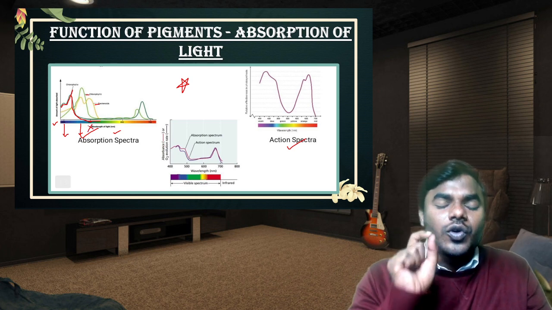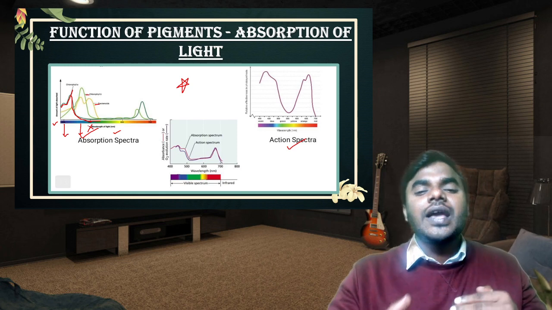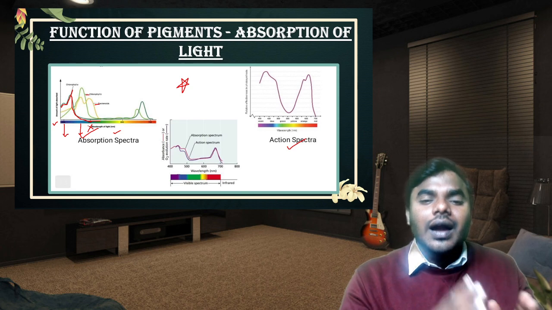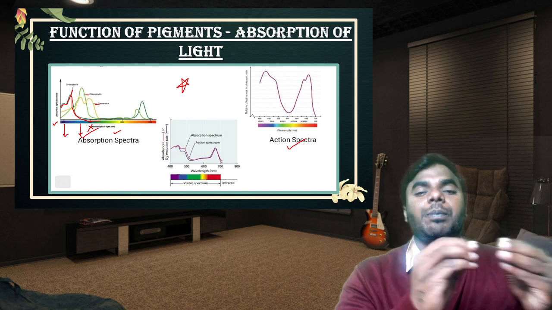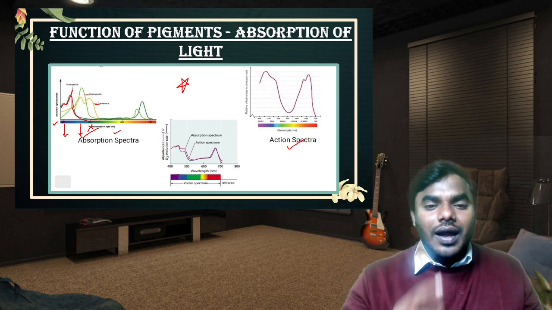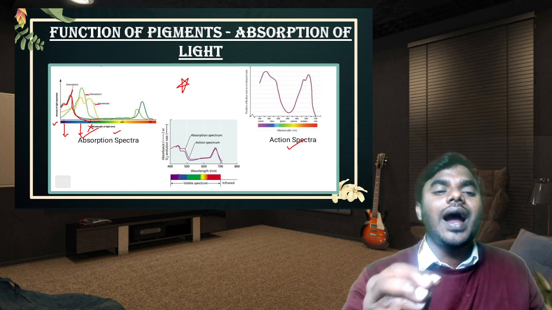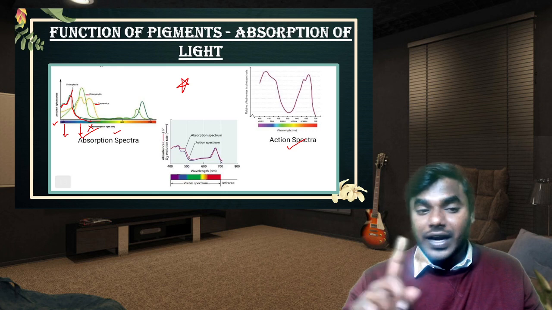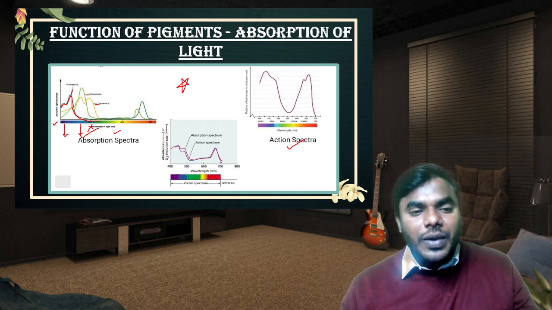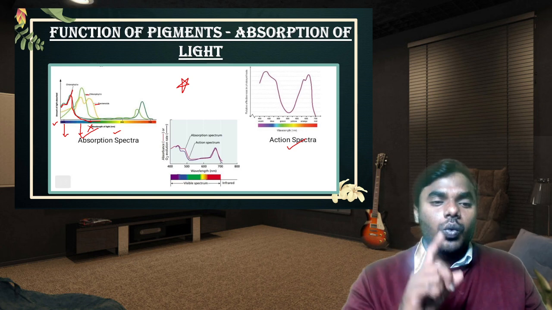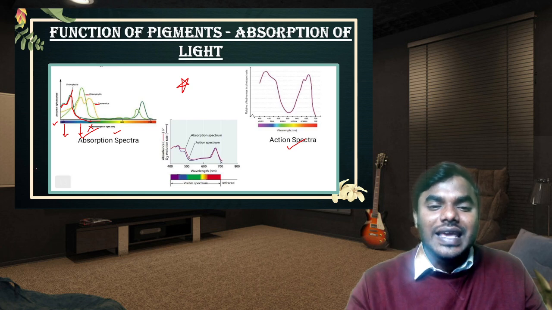Now every one of you remember the statement I am saying right now. Whatever color a pigment is absorbing, it never appears in that particular color. Whatever color it is reflecting, it will only appear in that particular color. Never forget that statement. Once again: whatever color is absorbed by the pigment, it never appears in that color. Whatever color is reflected by the pigment, it will always appear in that color.